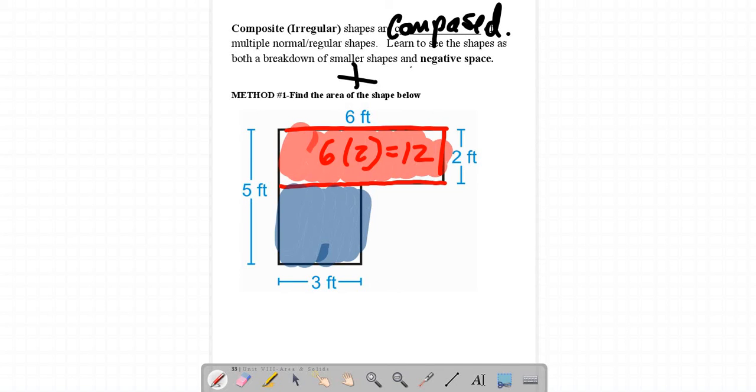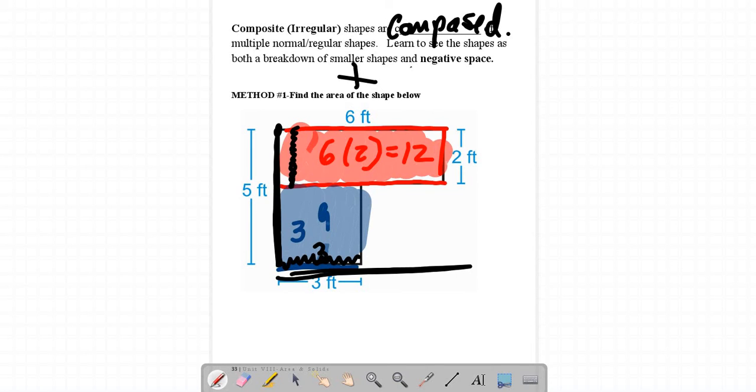Now this one, we're missing a length. We have 3 here. Let me show you how to get that. Can everyone trace the 5? Now can you squiggle the 2? Okay, and we see we get 3. Now going this way, we have 6, and the 3, so what is this edge right here? 3. So that's going to be 9. So now we add 1 rectangle plus our other rectangle. And we get 21, and it's going to be feet squared.